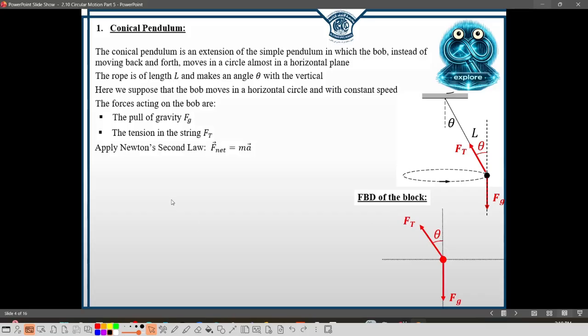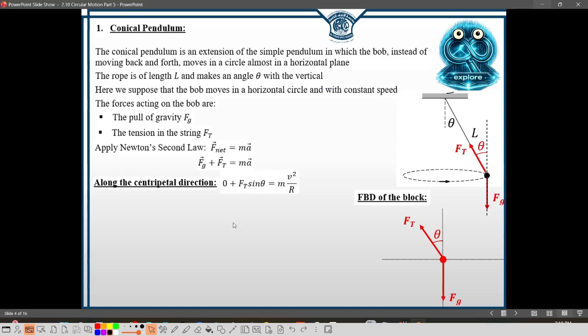Now let's apply Newton's second law, net force equals ma. We have only two forces, so vectorially it can be written as Fg plus Ft equals ma. Now let's apply the projection along the centripetal direction. Remember that this is circular motion, so we can decompose the acceleration into two components, centripetal acceleration and tangential acceleration. But since here we have constant speed, I'm not going to use the tangential acceleration because it will be zero. So only centripetal acceleration will be involved.